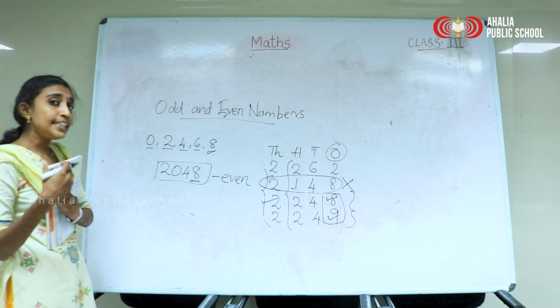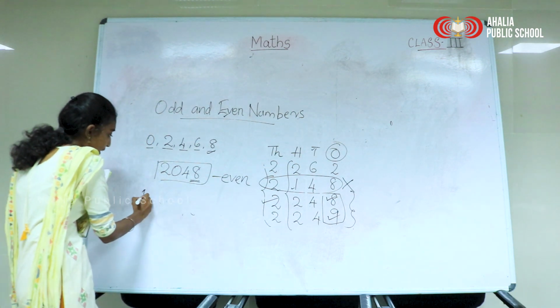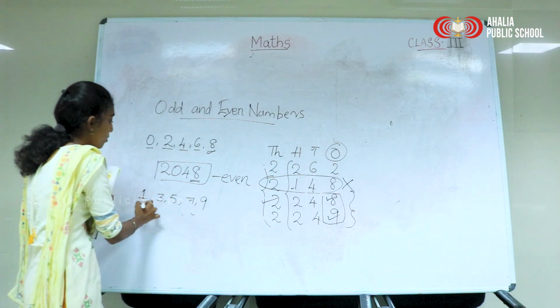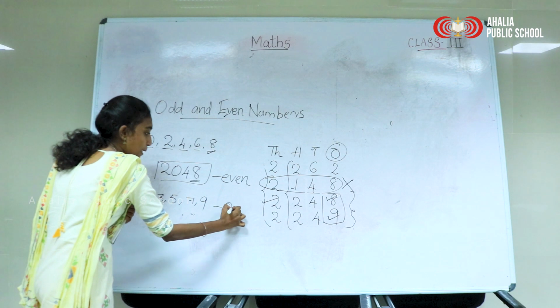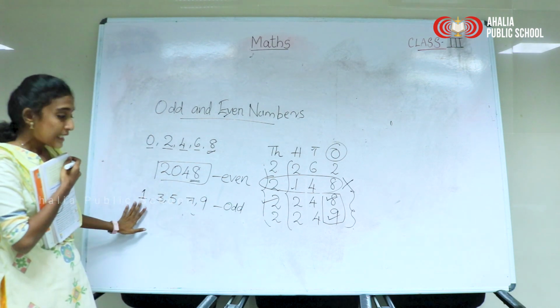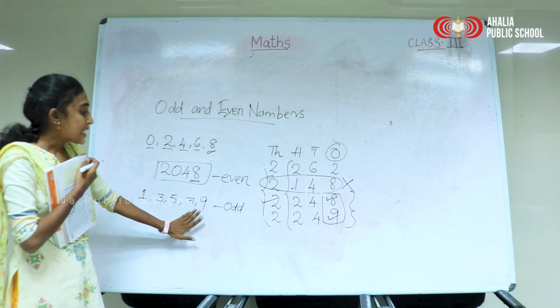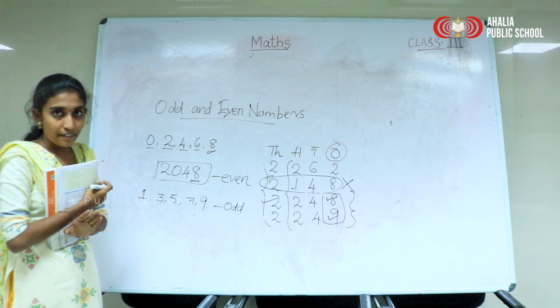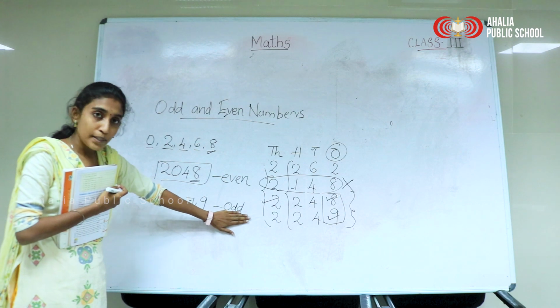Clear? And then what about odds? 1, 3, 5, 7, 9. All these are odd numbers. 1, 3, 5, 7, 9. All these numbers cannot be paired. So these are called odd numbers.